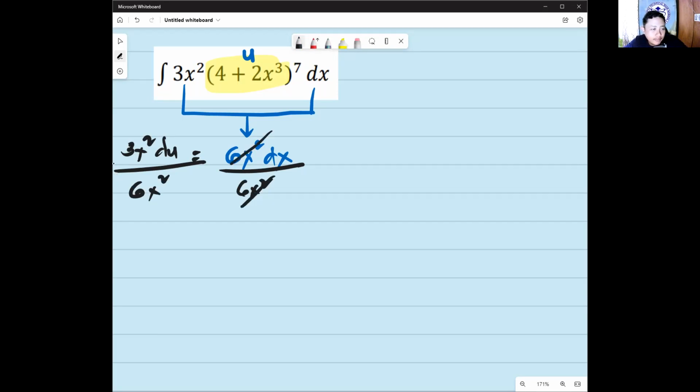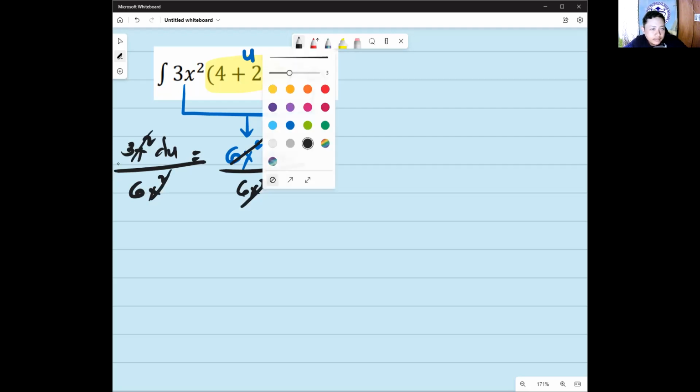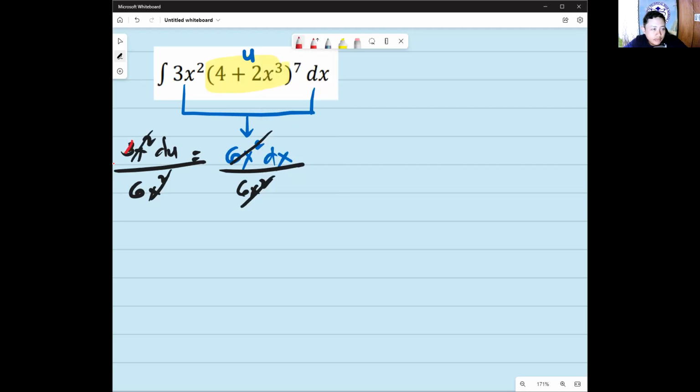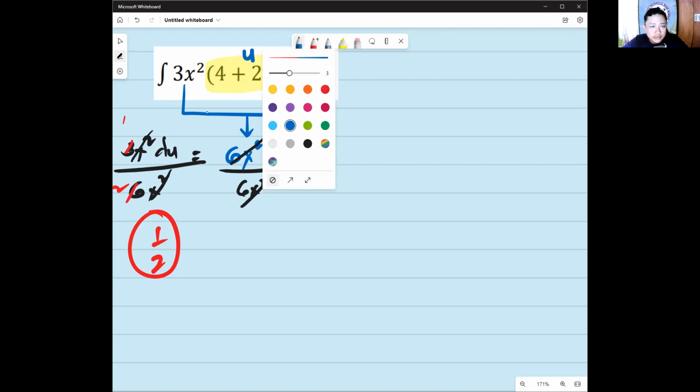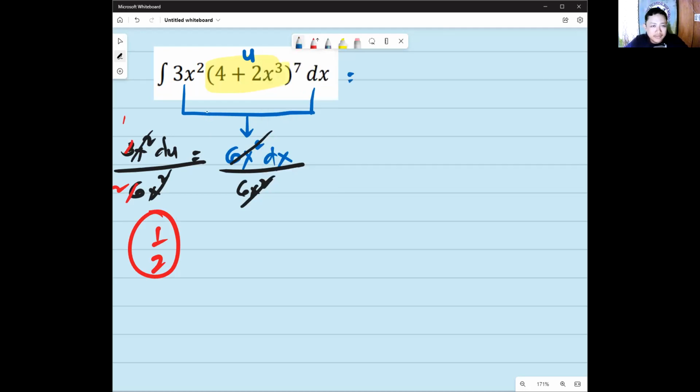And so you will end up with, reduce this. So this will just be 1 and this will just be 2. And so 1/2 is what we will be multiplying in our integral. Okay? So with that, we can already solve the process. So now let's do the integral of this given.